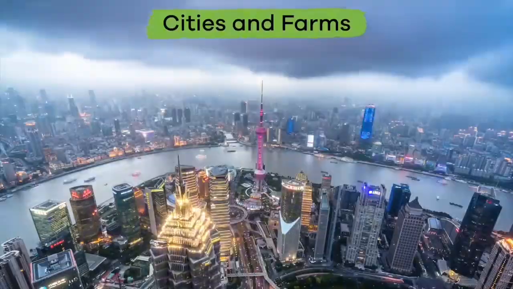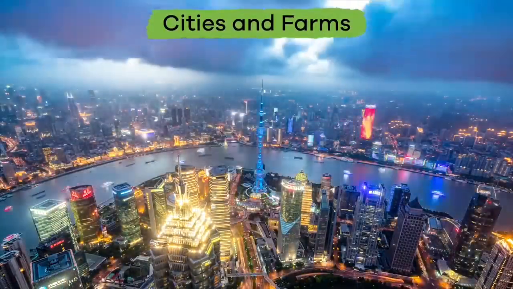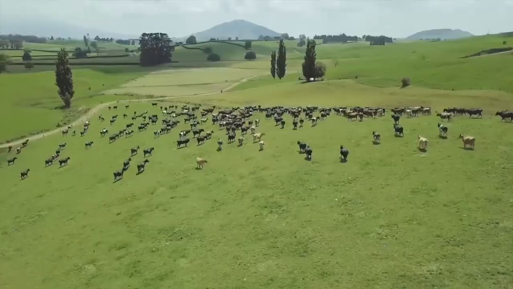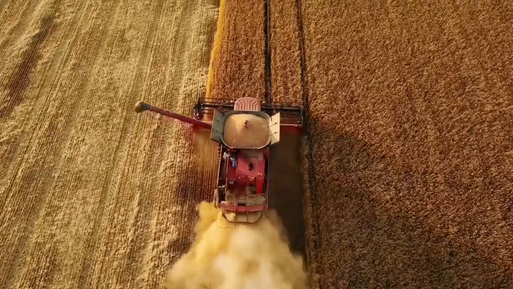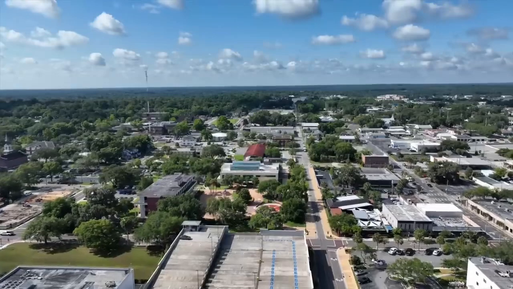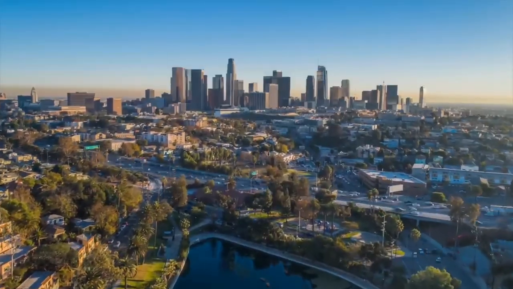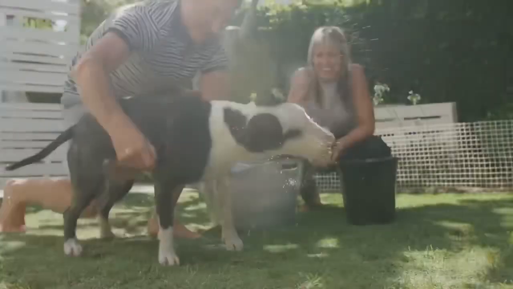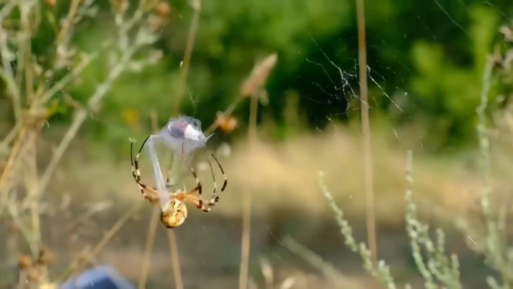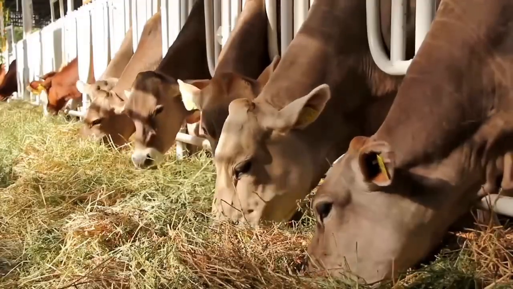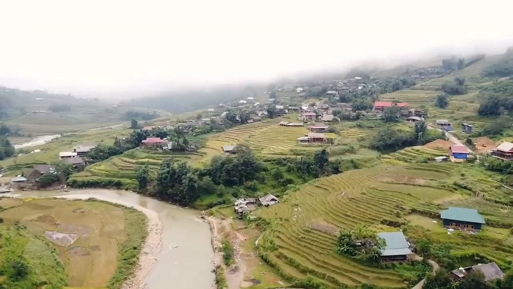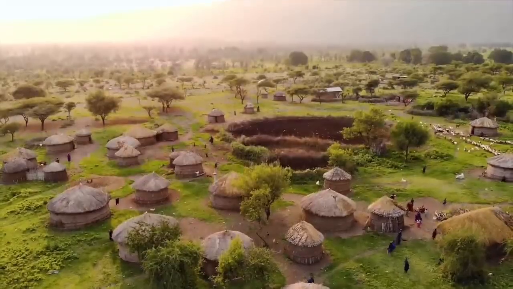Last but not least, we have cities and farms. After talking about all of these other kinds of habitats, it might seem strange to include these last two, but they are both just as important. In fact, they just might be the habitats you live in. Cities are home to humans, pets, bugs, and other small mammals and birds. Farms, too. Remember, if you live there, it is a habitat.